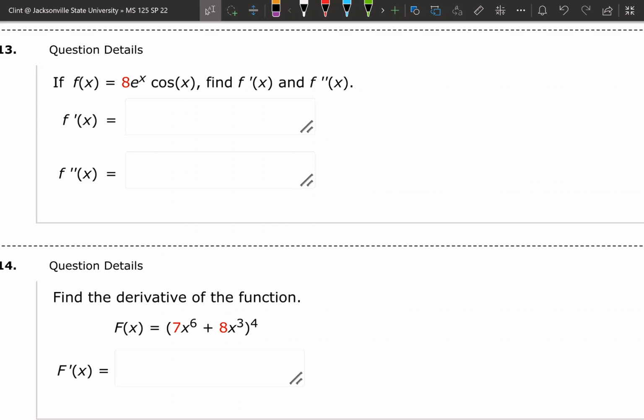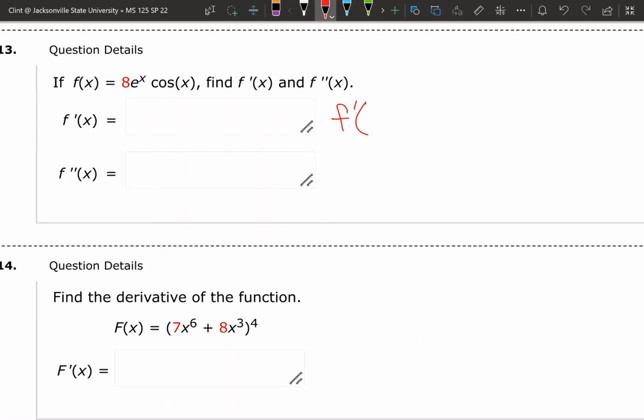13. Got 8e to the x cosine x. Find first and second derivatives. The product rule again.